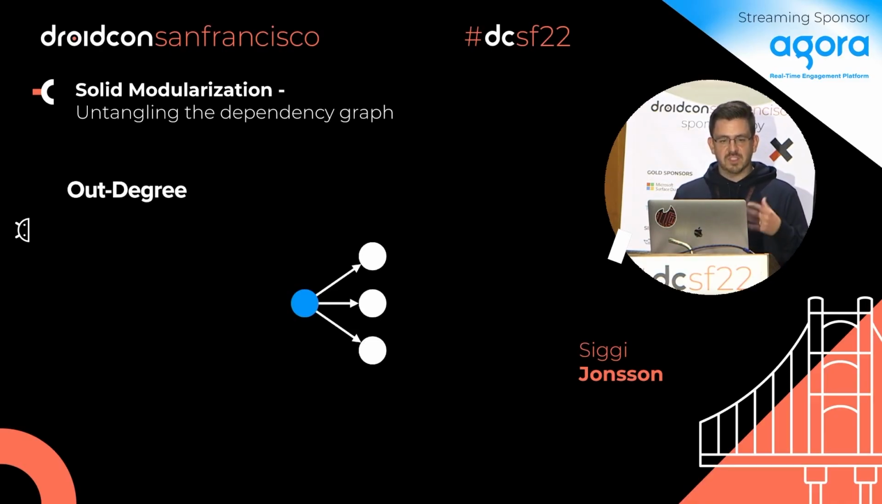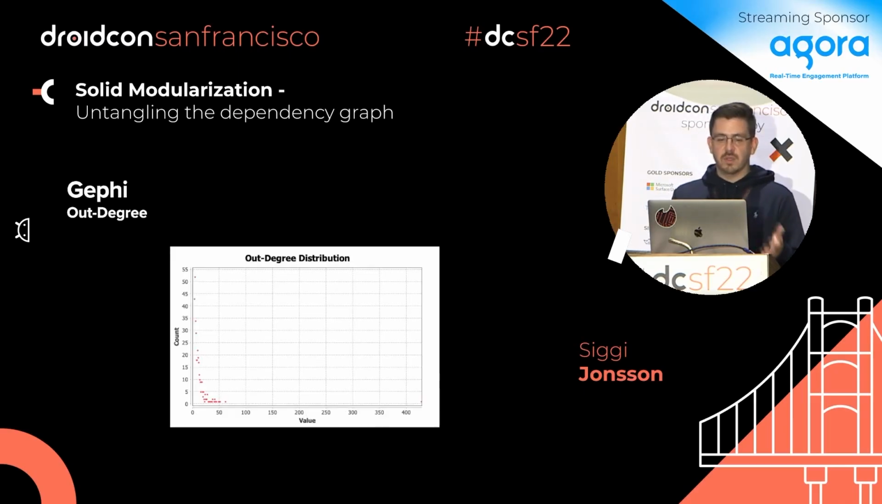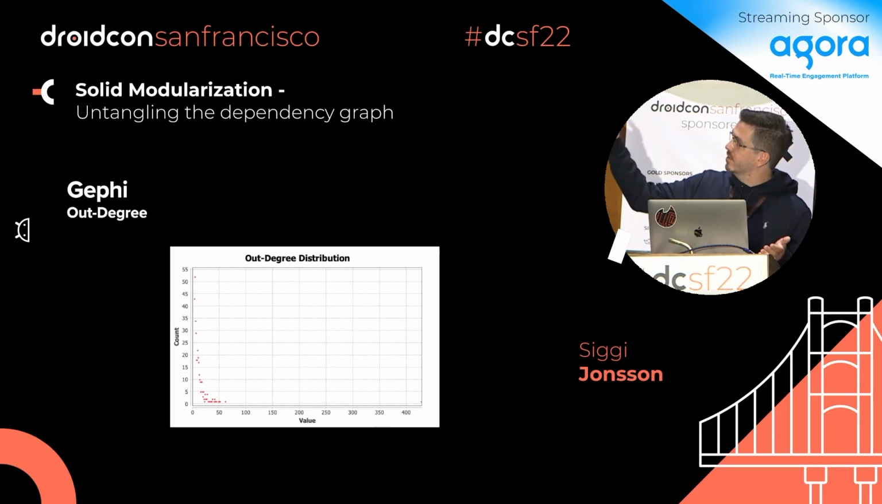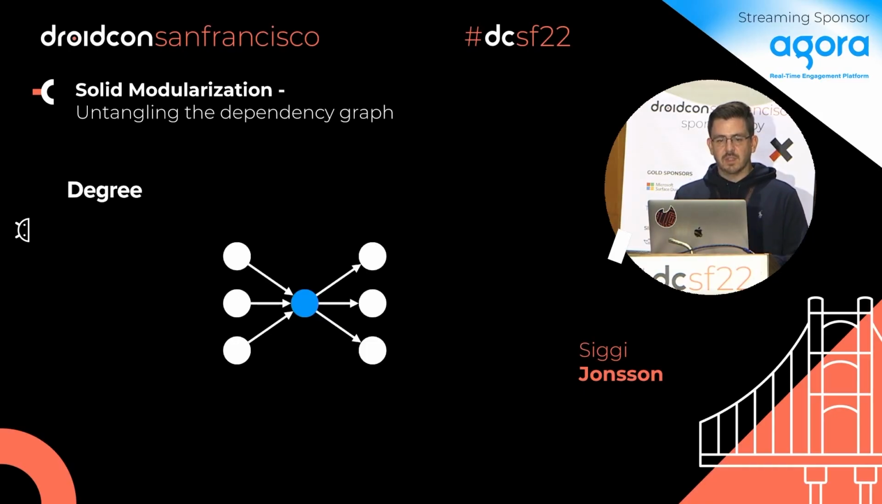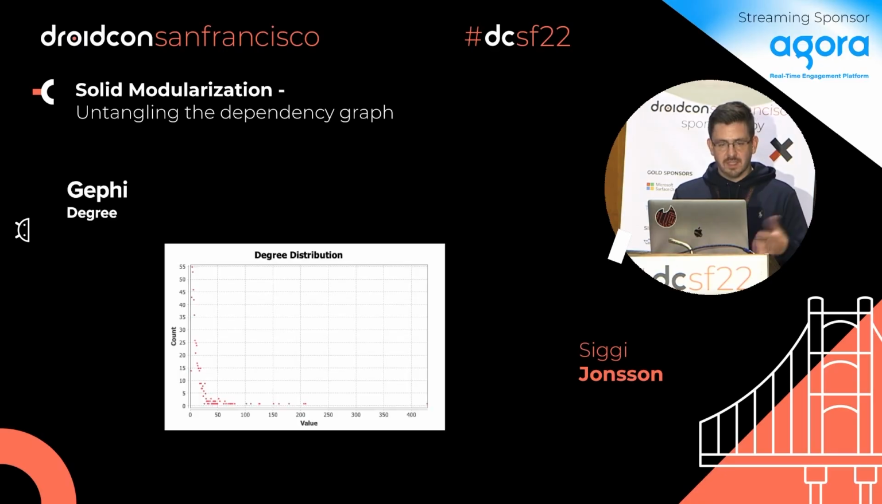Similarly, there's a metric called out-degree, which shows how many dependencies are going out of each module or node in your graph. And again, Gephi can run these statistics and show us the distribution. And you can see an outlier there to the far right, and that's our application module that has on its own over 400 dependencies on other modules. Degree is the aggregation of those two, so it shows how many related modules are either going in or out of a particular module. We get a distribution for that as well.